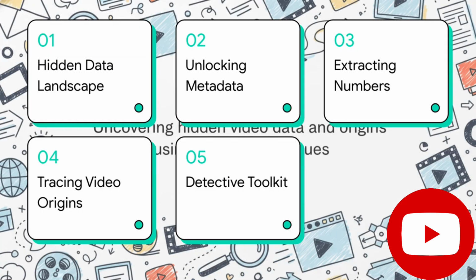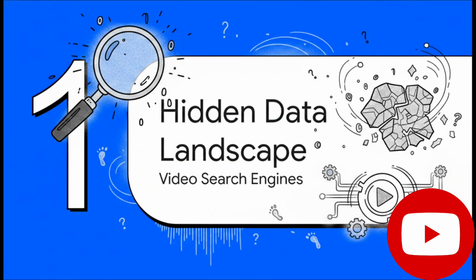Okay, let's quickly hit today's roadmap. First up, we'll map out the hidden data landscape. Second, we're unlocking video metadata. Third, extracting the hidden numbers. Fourth, tracing video origins. And finally, we'll put it all together to build your digital detective toolkit. Let's get into it. All right, Section 1, the hidden data landscape and understanding video search engines.